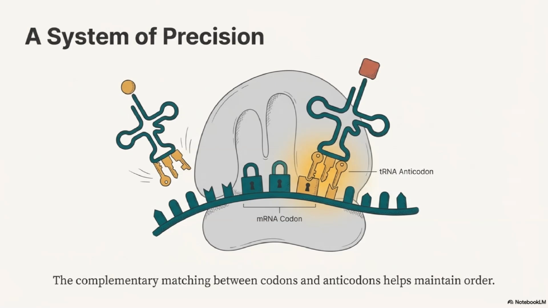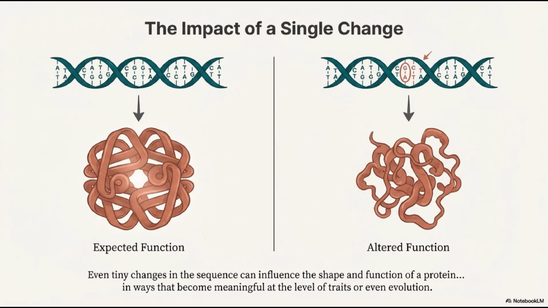You might wonder how the cell ensures accuracy during this process. The complementary matching between codons and anticodons helps maintain order, and the cell has built-in proofreading mechanisms. Still, errors can occur, and even tiny changes in the sequence can influence the shape and function of a protein. Some of these changes have no effect. Others can alter biological processes in ways that become meaningful at the level of traits or even evolution.